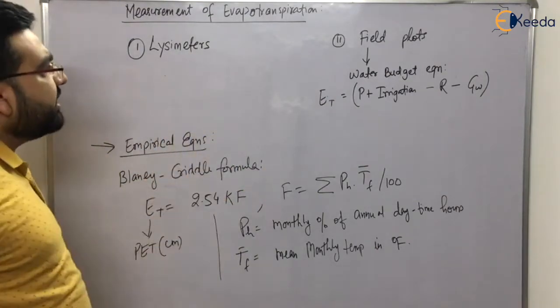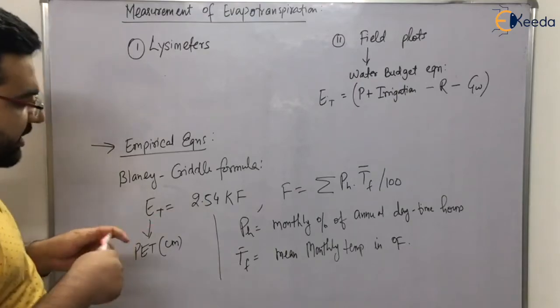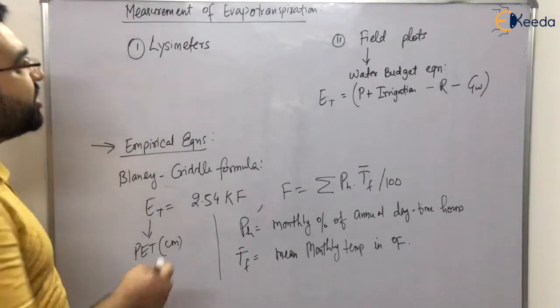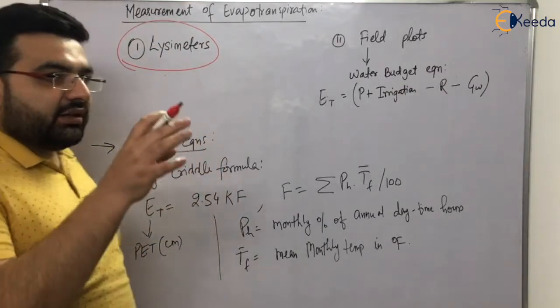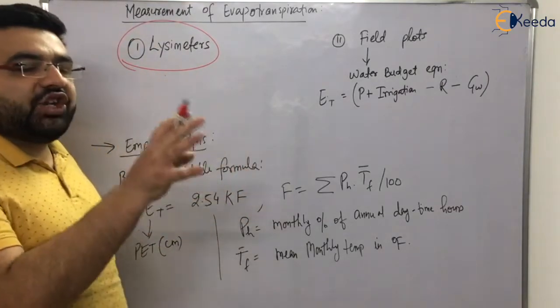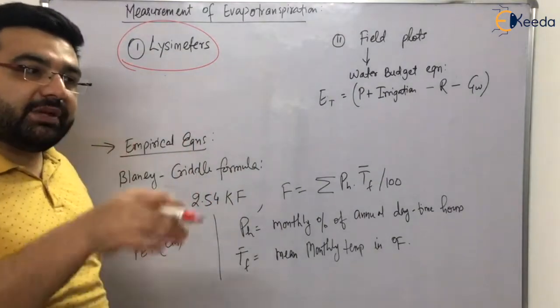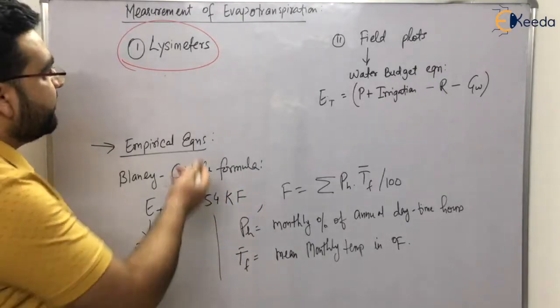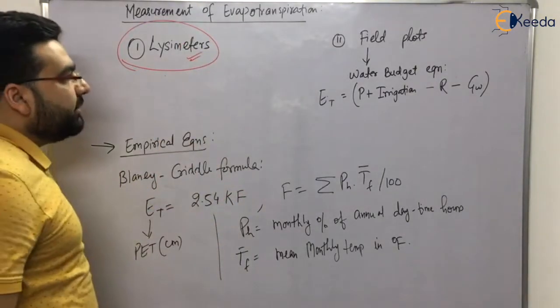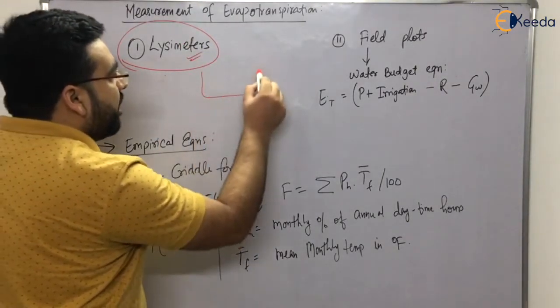So a lot of methods are there, but the most important method, that is also asked in examinations, is the lysimeter. So the questions are like this: the instrument or the method used for the calculation of evapotranspiration is the lysimeter. Recently in DMRC also, this question was asked, right? Lysimeter. So in a lysimeter, what is happening is that we have a soil block, right?